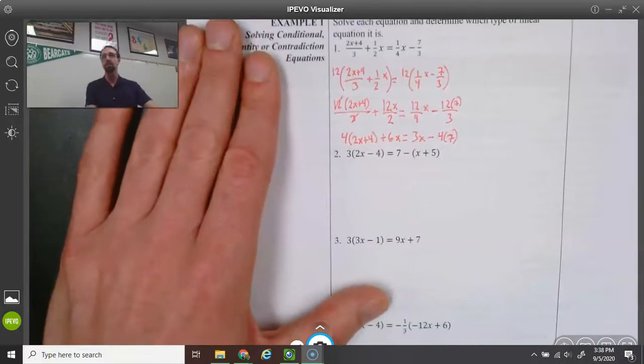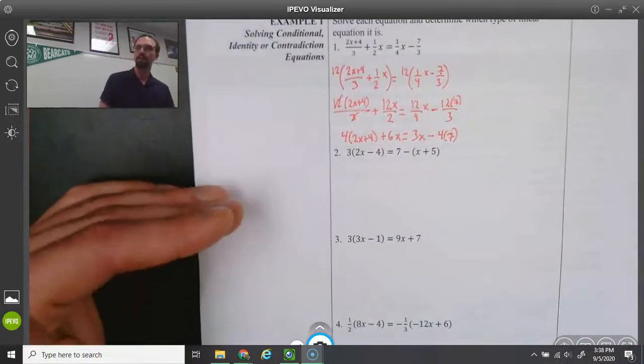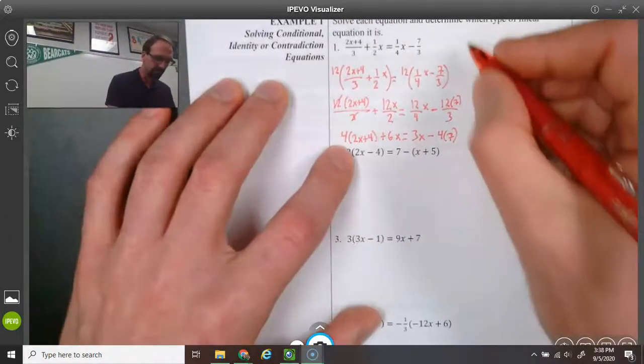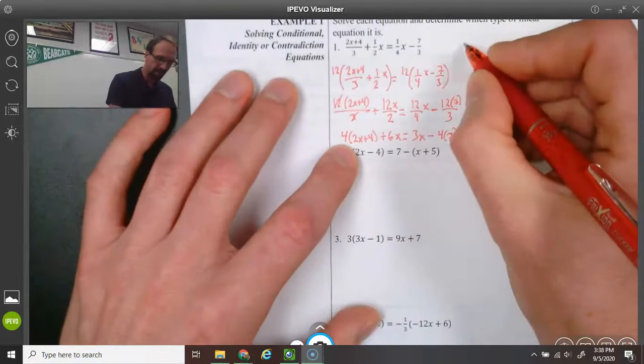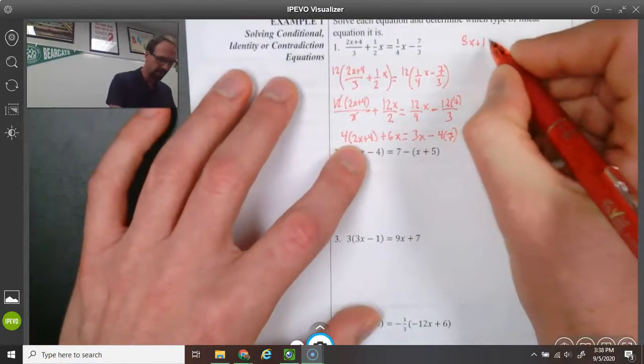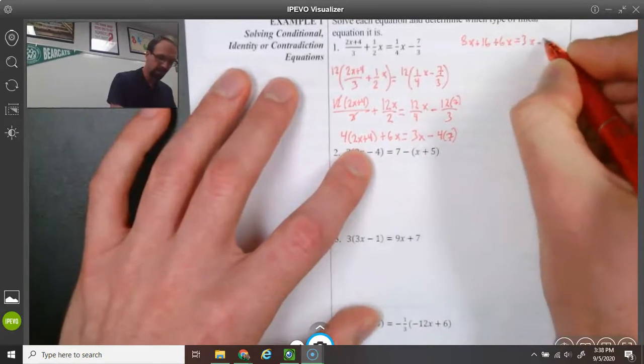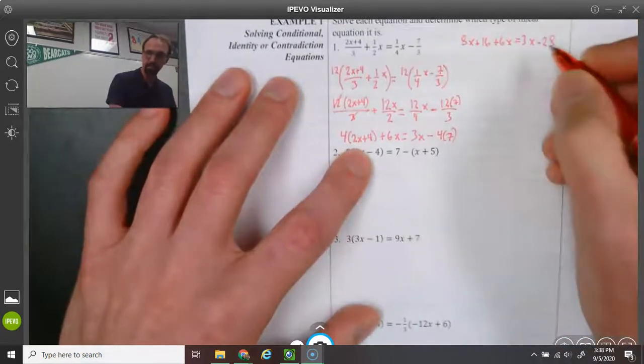So that helped clear the fractions. Does not change the value. If you look at my denominator, I did not have any variables, and that is okay. So now simplifying this, 4 times 2x is going to give me 8x plus 16 plus 6x equals 3x minus 28.